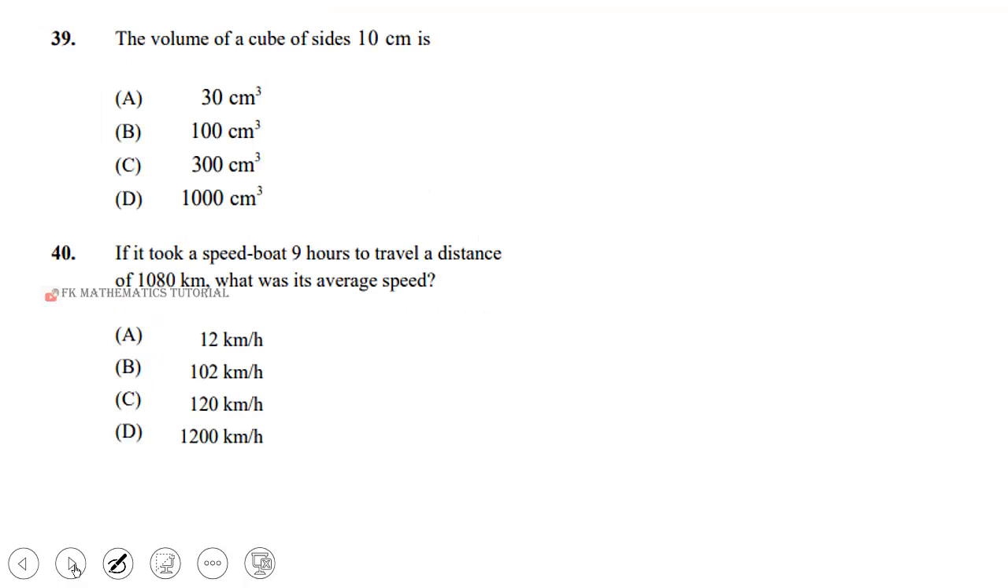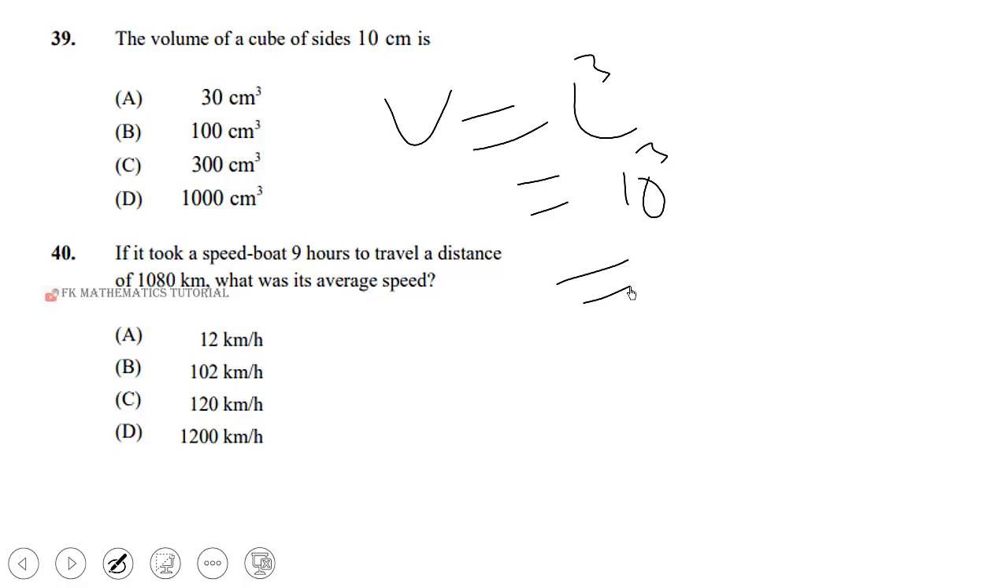Question 39. The volume of a cube of size 10 centimeters is... So a cube has a volume of L cubed, where L is the size. So 10 cubed will be 1000 centimeters cubed. So that is option D.